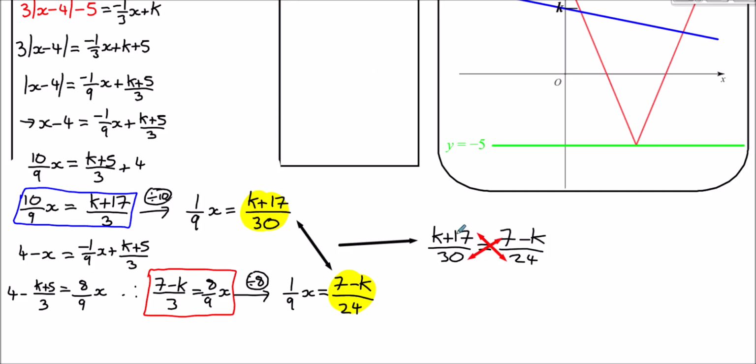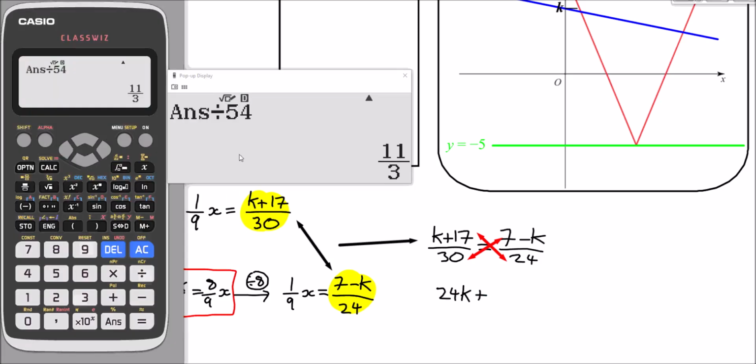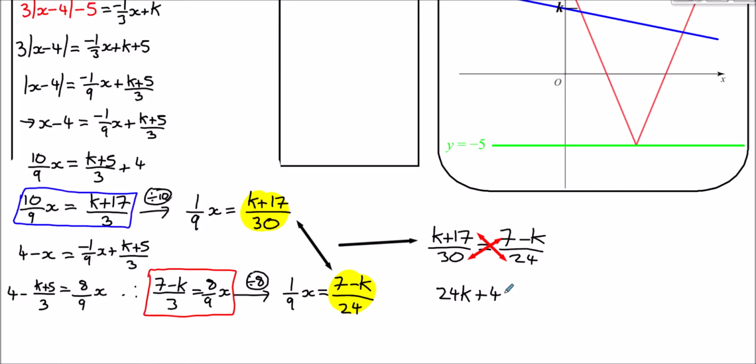So k plus 17 multiplied by 24 is 24k, and 17 times 24 is 408. So 24k plus 408 equals 30 times 7, which is 210. 30 times minus k is minus 30k. If I now add 30k to both sides, I get 54k.